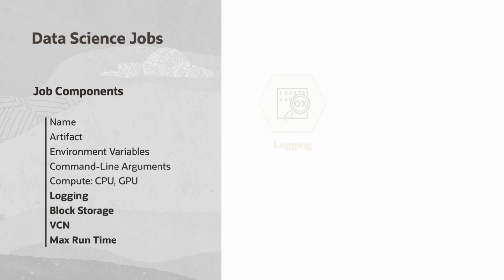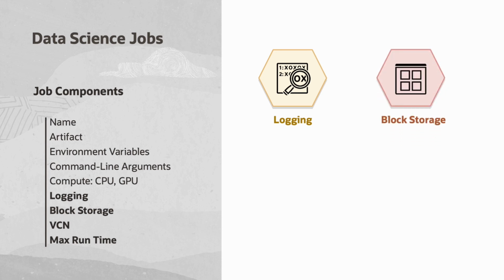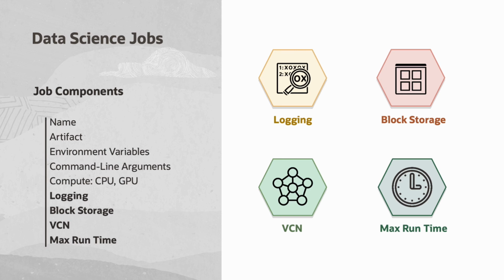Finally, you can select logging options as well as the size of the block storage. You can also specify your own VCN, or virtual cloud network, and set the max runtime. The maximum allowed runtime for a job run is 30 days, after which the job will be automatically terminated.